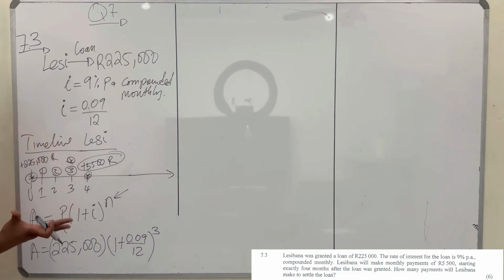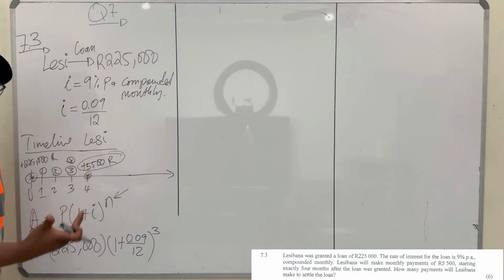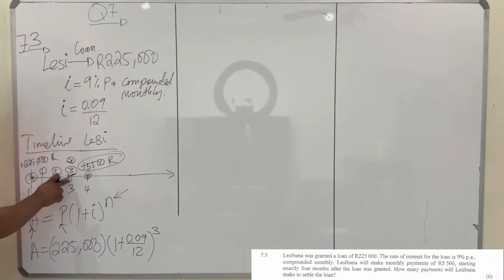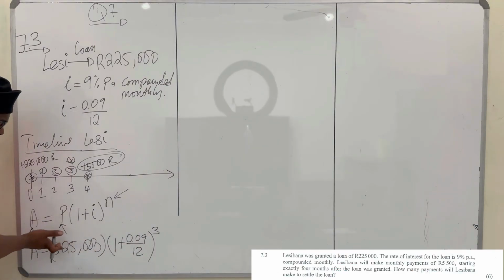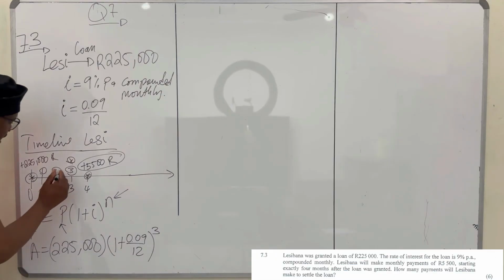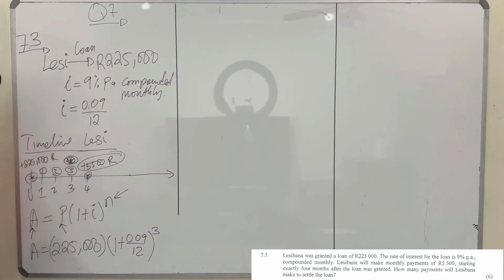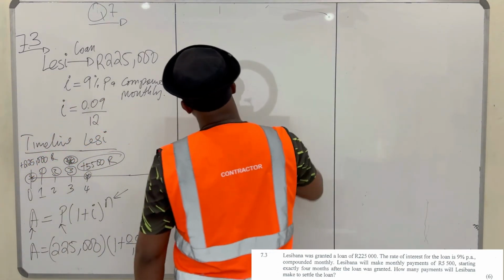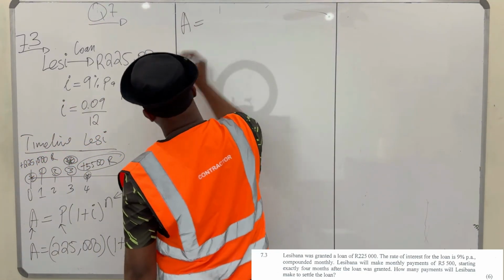She missed 3 payments, which means she did not pay her loan for a period of 3 months: 1st month, 2nd month, and 3rd month. And then on the 4th month she paid, so she's not late there. So the answer to this will give you the balance of the loan at this point, at the end of the 3rd month. So let's do that. So what do we have? A is equal to the answer to that.